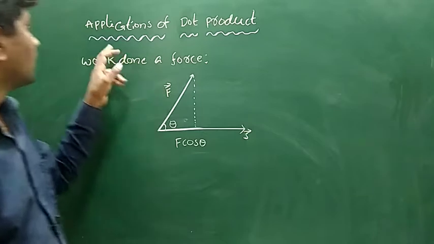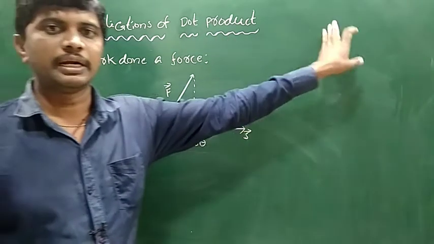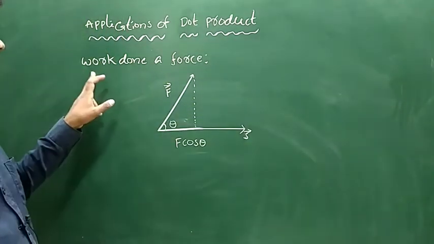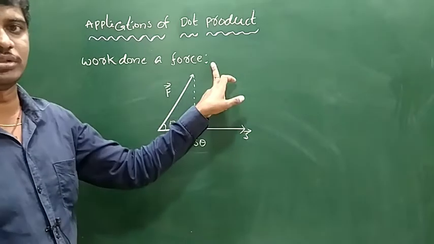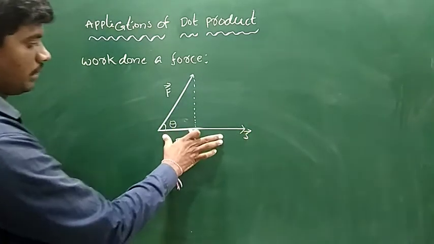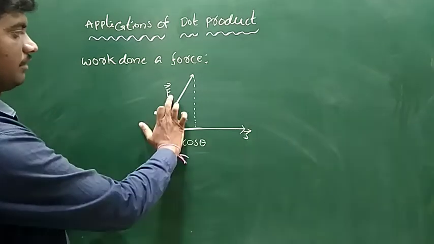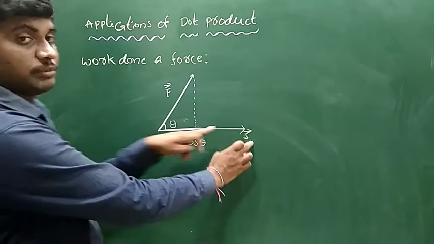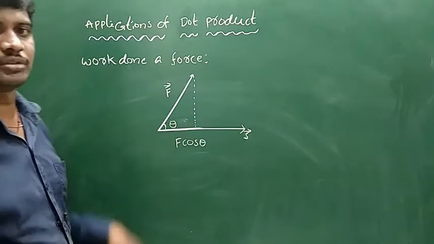Today's class, applications of the dot product, is an important topic. The first one is the work done by a force. First of all, take a diagram with S and F. S is the displacement, F is the force.